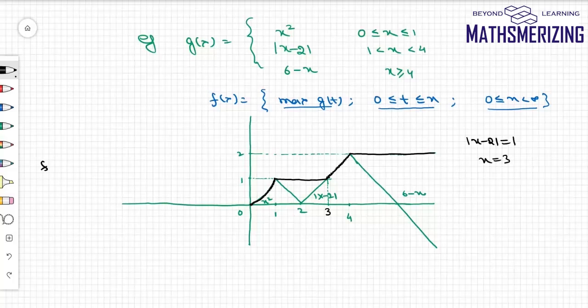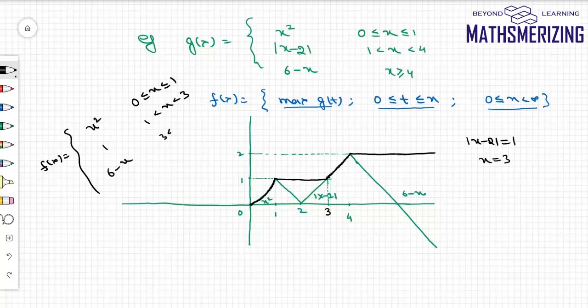So I can write this function fx as x square when x lies between 0 and 1, 1 when x lies between 1 and 3, 6 minus x when x lies between 3 and 4, and then 2 when x is greater than or equal to 4. So that is the definition and graph of this function fx.